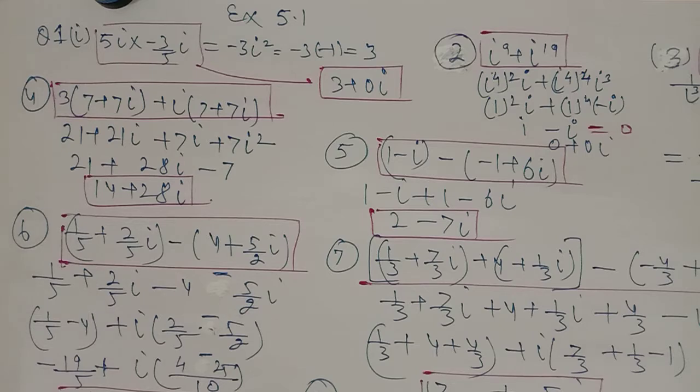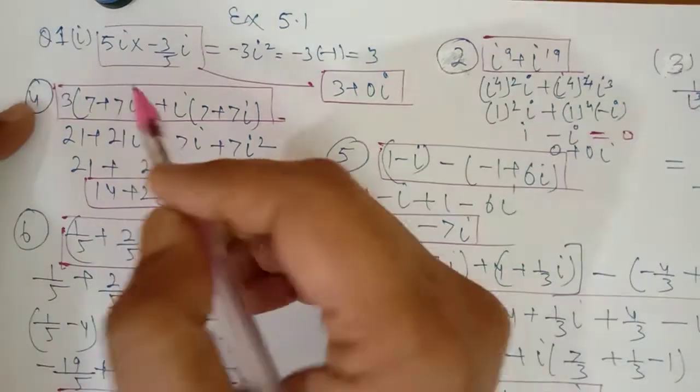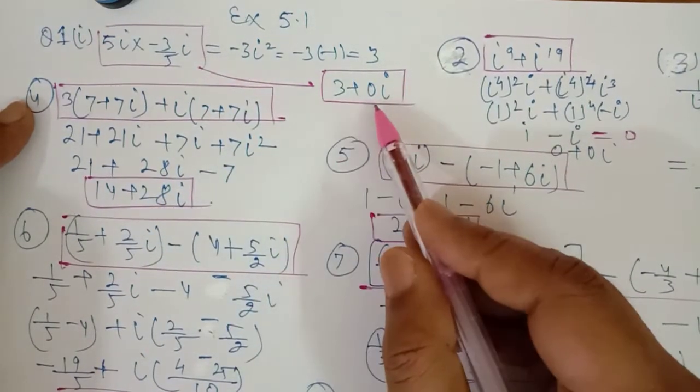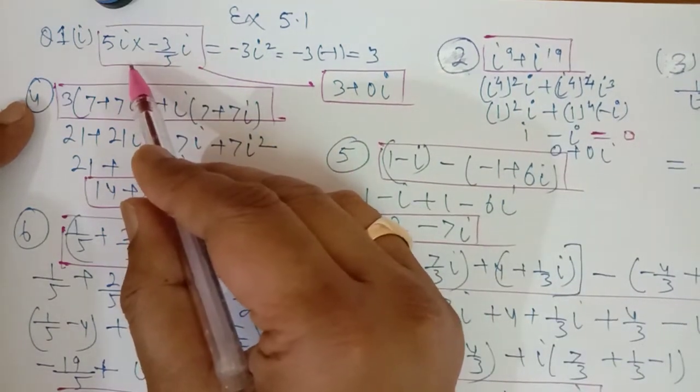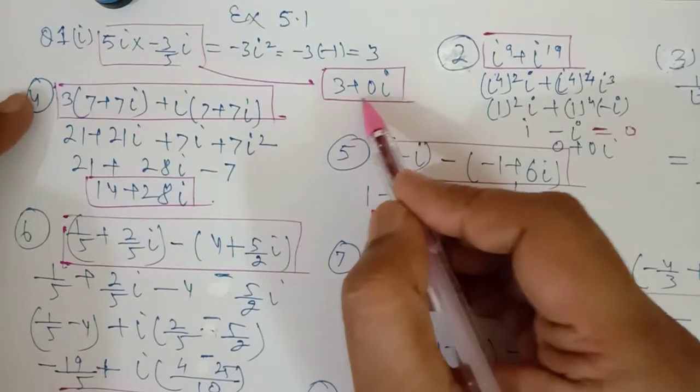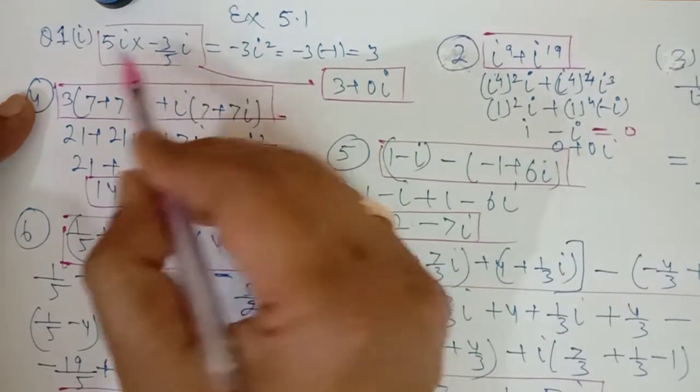There we discussed that the value of i square is equal to -1, i cube is equal to -i, and i raised to power 4 is equal to 1. The standard form of a complex number is a plus bi. So in question number 1, you have to write these values in the form a plus ib, that is, in the form of a complex number. So simply you have to multiply it.